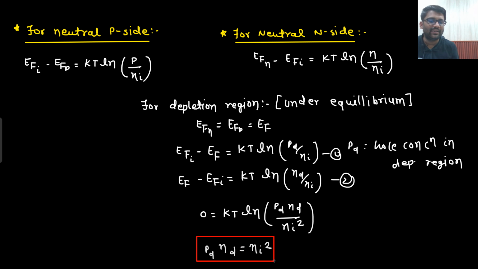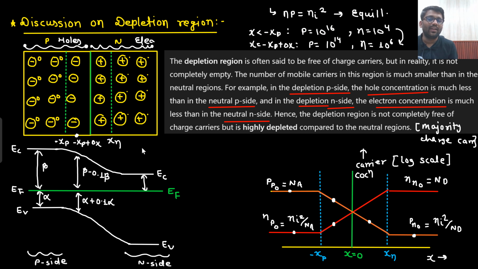No matter, even if the depletion region is formed, who cares about that? Unless and until you have the equilibrium condition maintained. So under equilibrium, I always have to follow this mass action law. A simple question they can ask: inside the depletion region at x equals to minus xp plus delta x, I have the hole concentration as 10 to the power 14. My Ni value was 10 to the power 10. Find out the electron concentration.